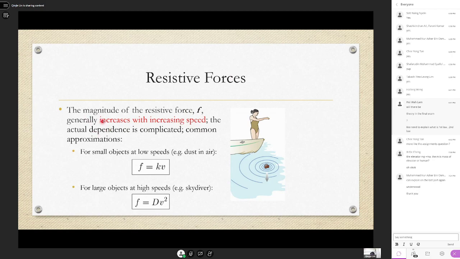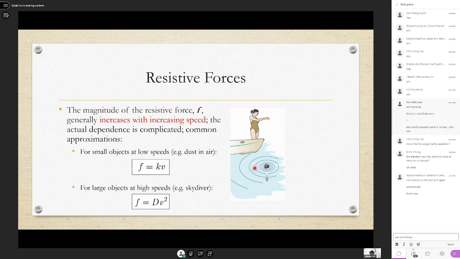Magnitude of the resistive force generally increases with increasing speed. The actual dependence is complicated, so these are the common approximations we will use. This is a bit into fluid mechanics already, but they are roughly the same concept, which is resistive forces.